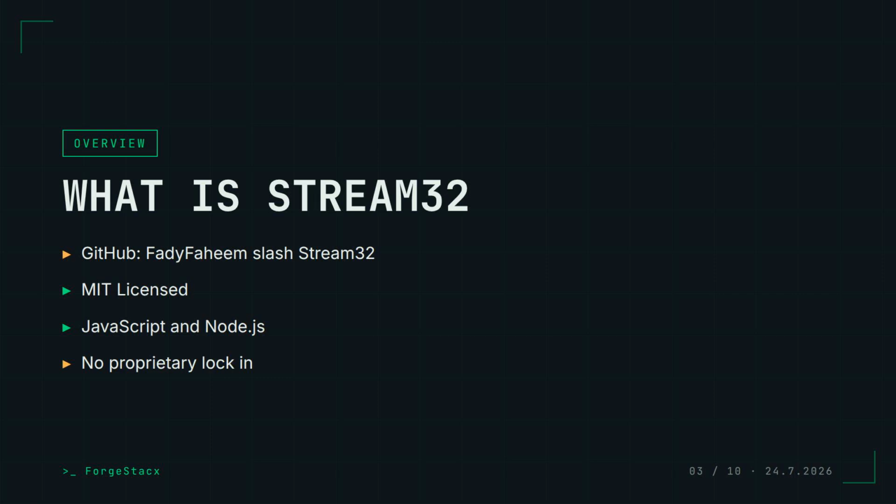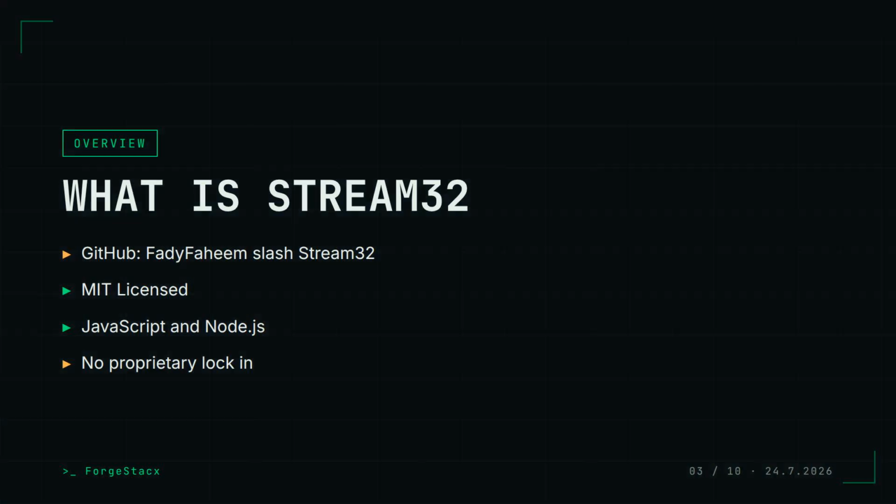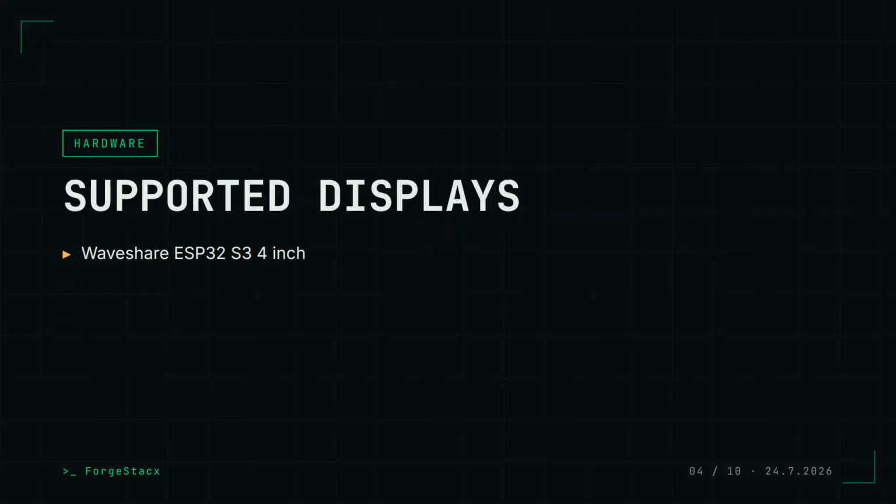The project logo is a simple icon that reads Stream 32, reinforcing the project name and its ESP32 roots. The Getting Started guide walks through 4 clear steps. First, you pick a supported display from the buying guide.